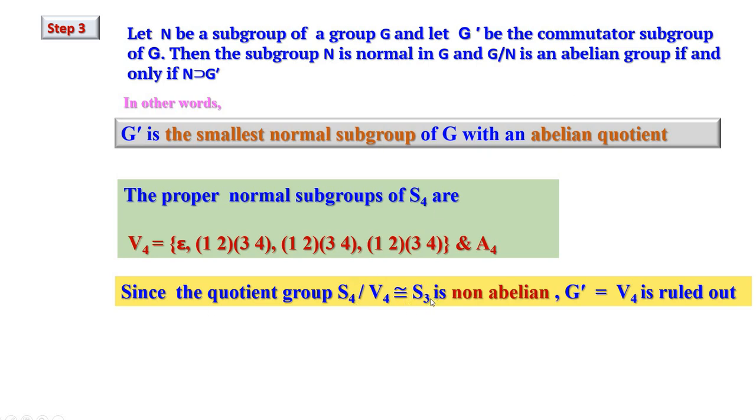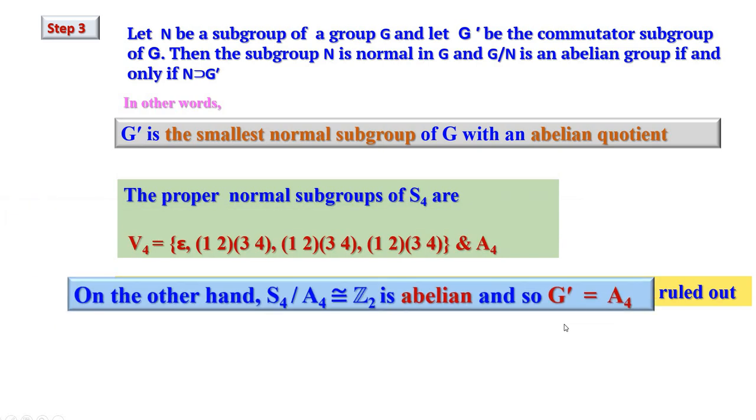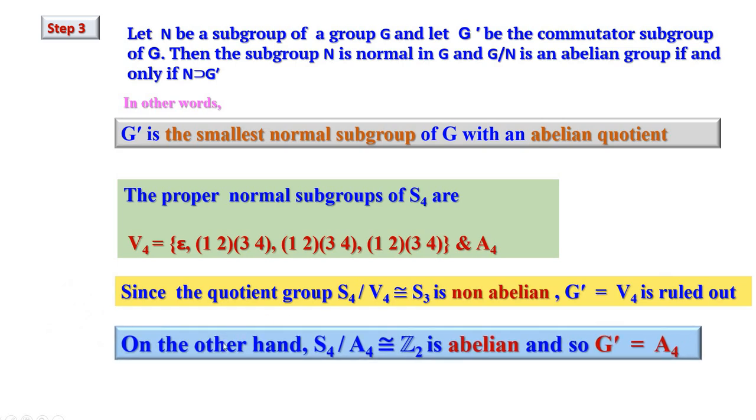And this is non-abelian. See, for this result to be used, we need the quotient to be abelian. But we know that S3 is non-abelian. And so G prime cannot be V4. This possibility is ruled out. So then what should be the conclusion?